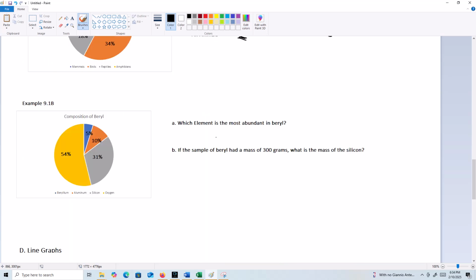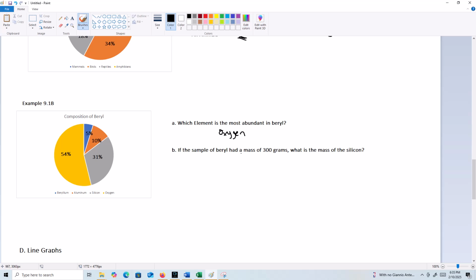Example 9.1b shows a pie chart of the composition of burl. I think I'm saying that right. And it has 5% beryllium, 10% aluminum, 31% silicon, and 54% oxygen. Which element is the most abundant in burl? Hopefully you can see that it is clearly the 54% oxygen.